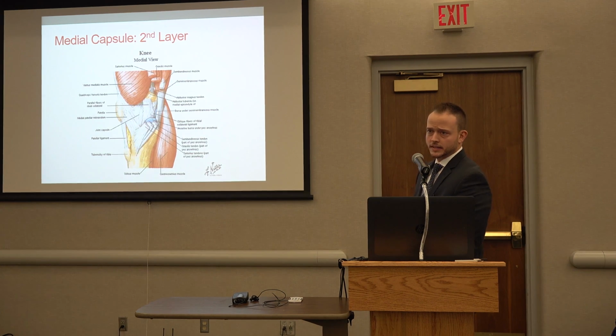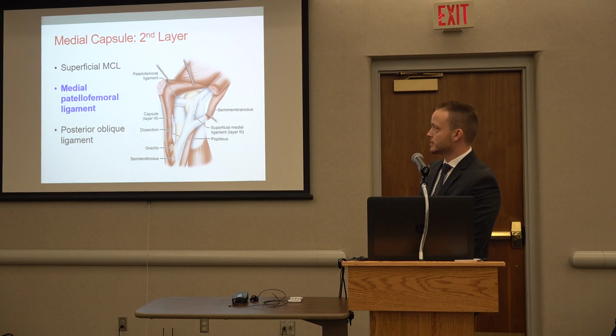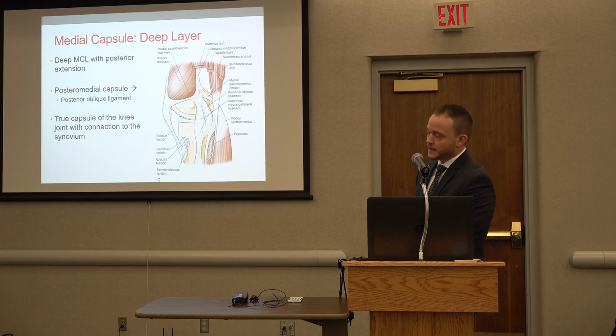When we're getting into the second layer, that'll be where the superficial MCL hangs out. This is going to be our primary restraint against valgus stress, as we all know. And between the second and third layers is where the MPFL, or the medial patellofemoral ligament, hangs out. Also the posterior oblique ligament. The MPFL sits between the second and third layers, and so these two have to be teased apart when an MPFL is being reconstructed. And then deep to this, in the deep layers where we have the deep MCL, that's going to do more of a secondary restraint against anterior tibial movement, kind of in support of the ACL than to valgus stress.